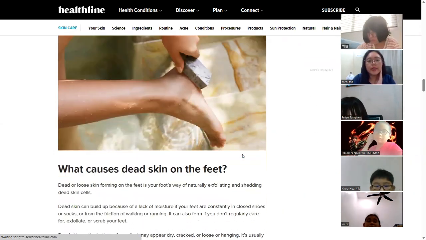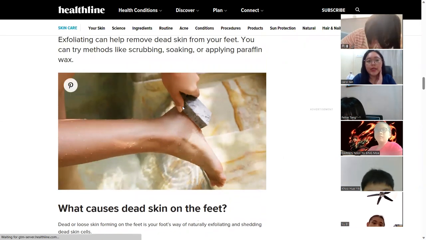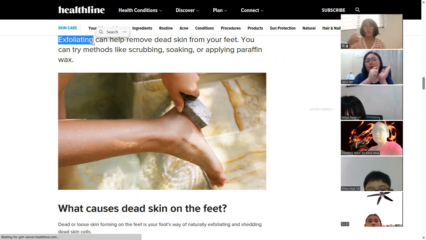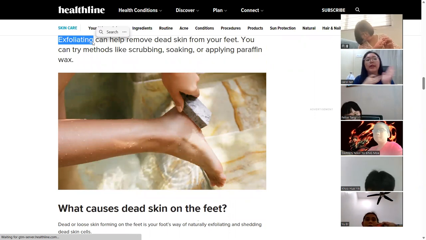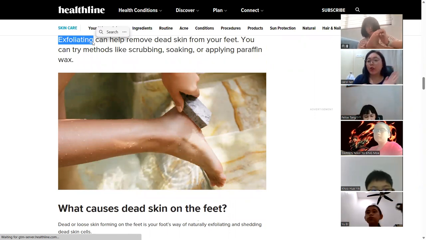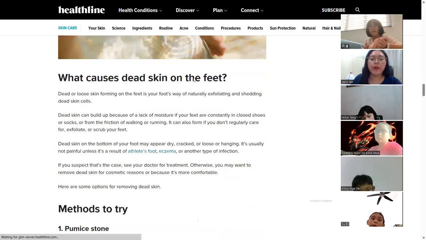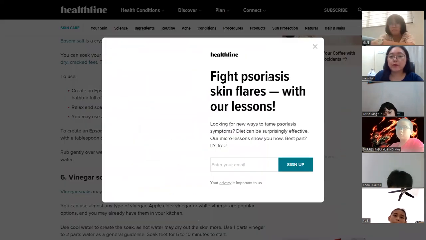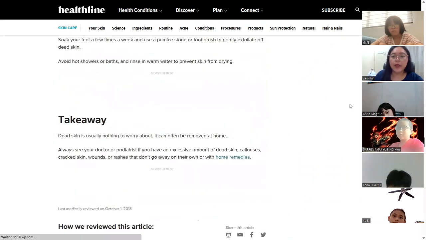This is the pumice stone. Understand or not? Okay, get it? So, exfoliating. Can you see the word exfoliate over here? Exfoliate your dead skin. So you use this pumice stone. It's very rough. Understand? Yeah, clear, pumice stone.